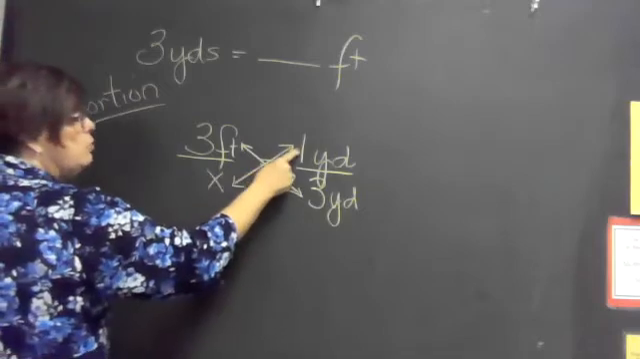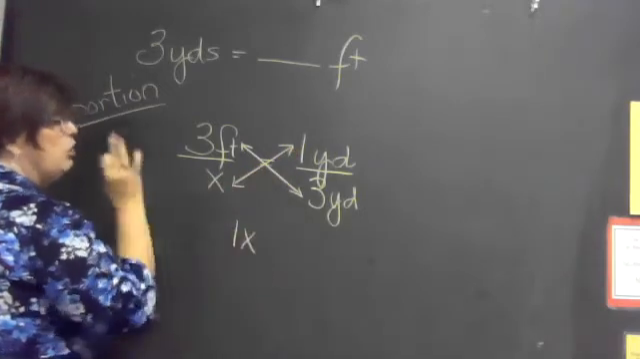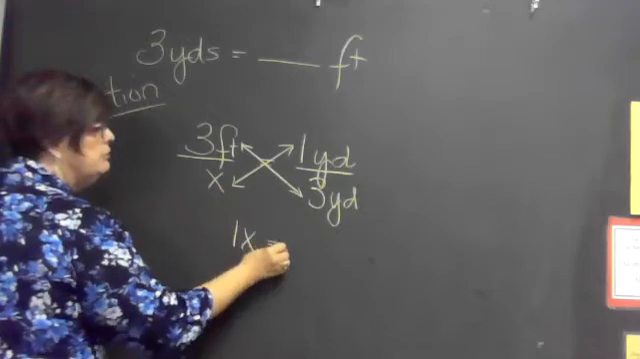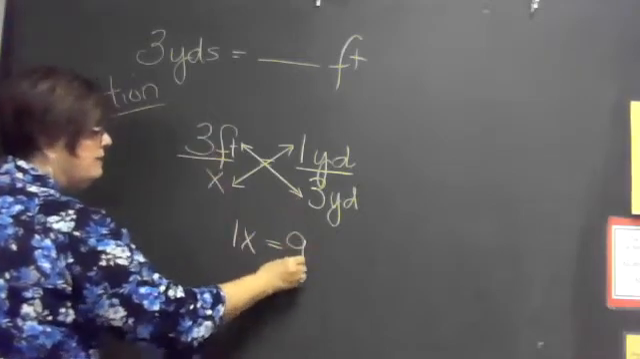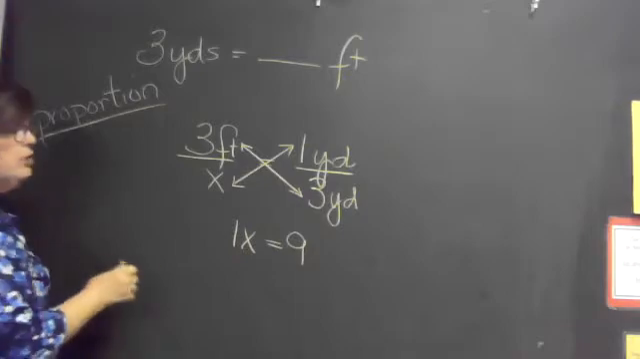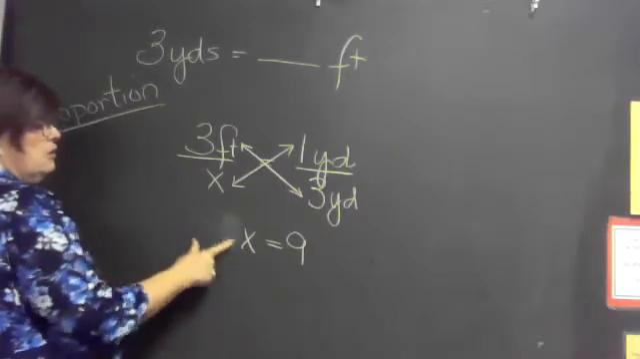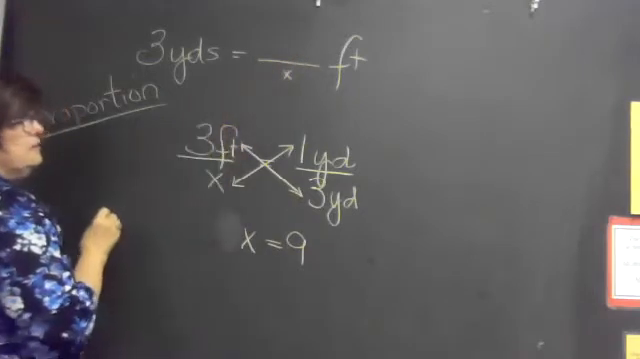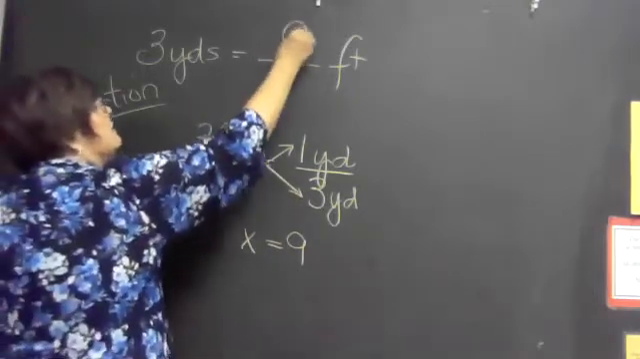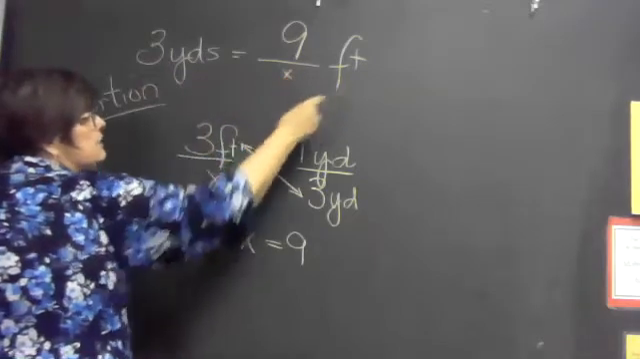If you multiply the 1 times x, you have 1x, and it will always be equal to 3 times 3, which is 9. And we know that 1x is the same as x. So our unknown, which was x here, is going to be 9. So 3 yards is going to equal 9 feet.